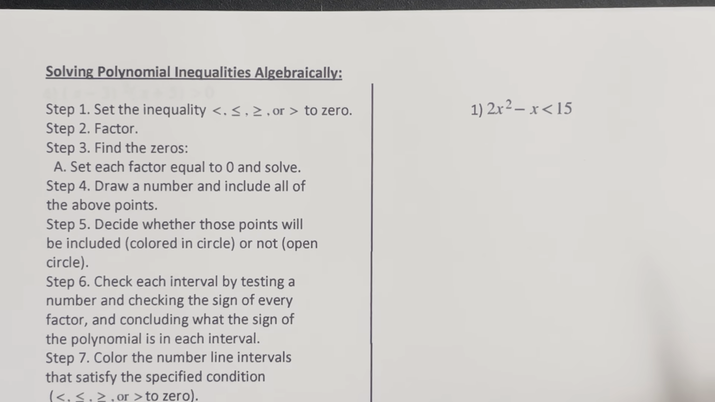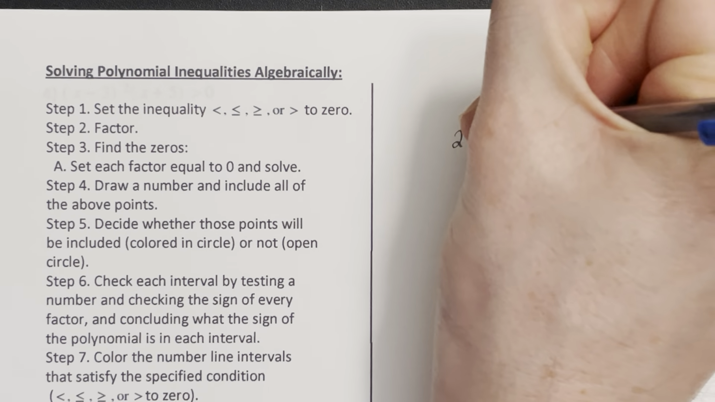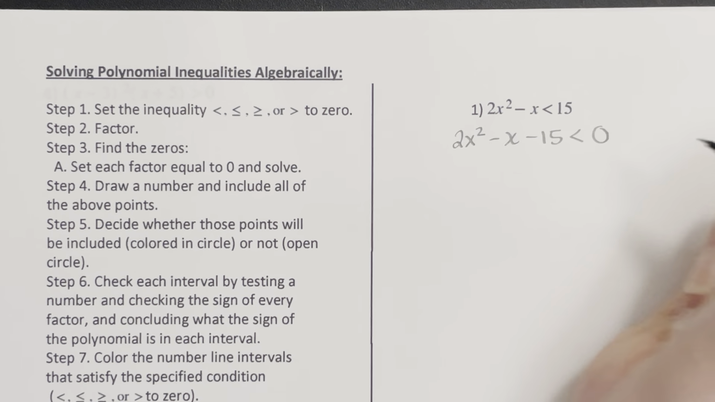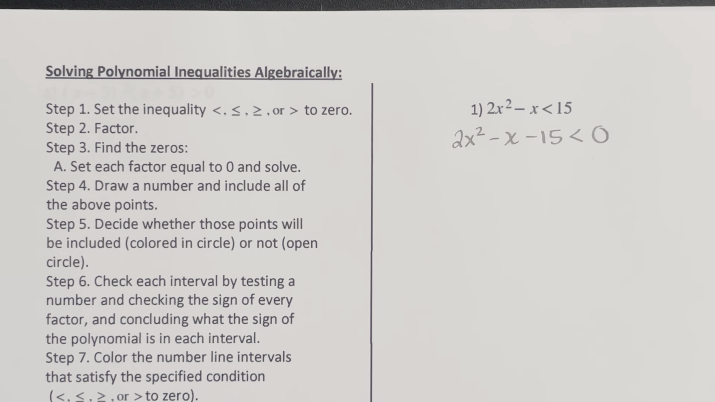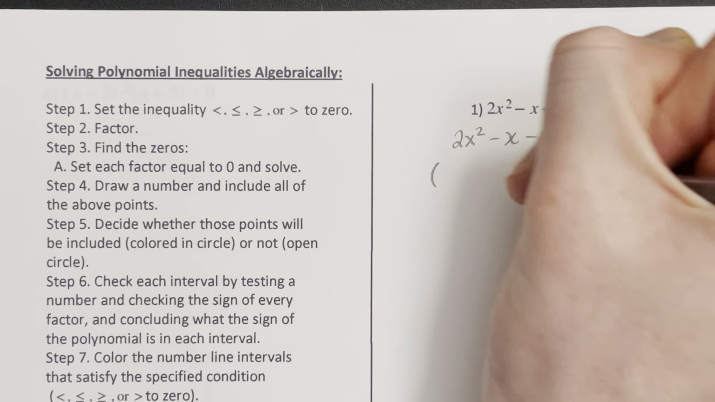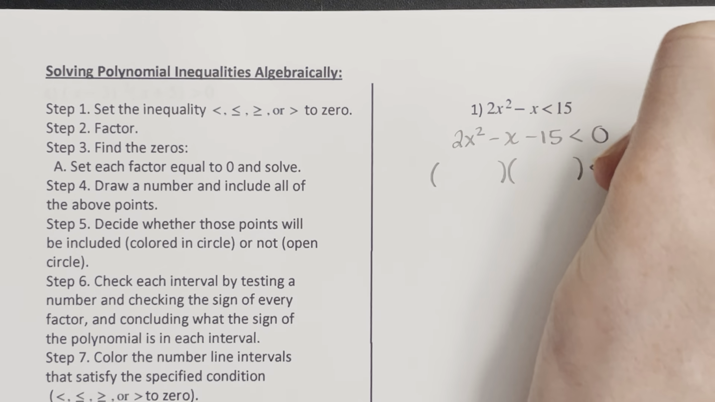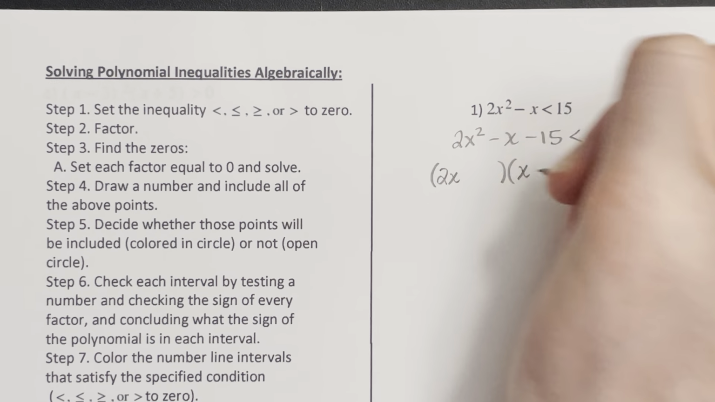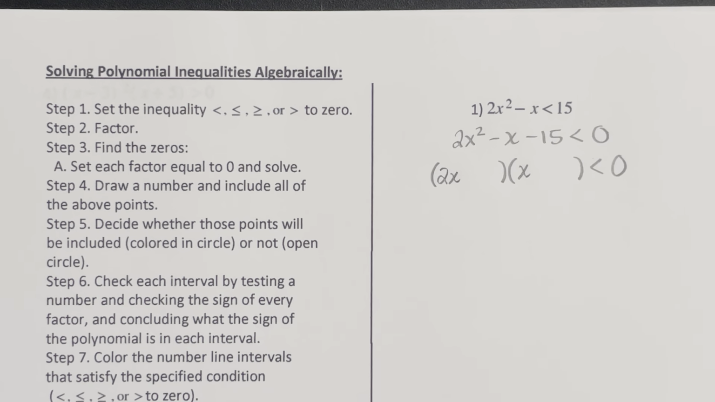This first one's 2x squared minus x is less than 15. The very first thing we're going to want to do is figure out when this is equal to 0. So I'm going to set this inequality to 0 by moving that 15 over. This would say 2x squared minus x minus 15 is less than 0. I don't want to change this to equal to 0 right now. I really want that less than sign, but I'm going to continue to factor. And we would factor this quadratic equation. Thankfully, we've been working on our factoring skills.